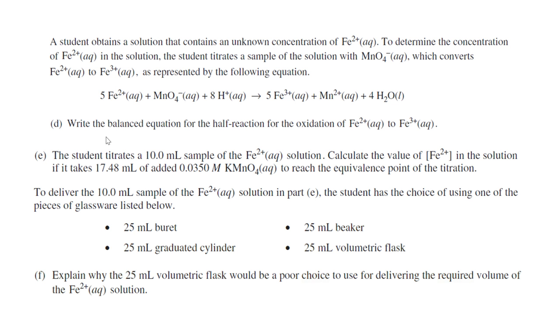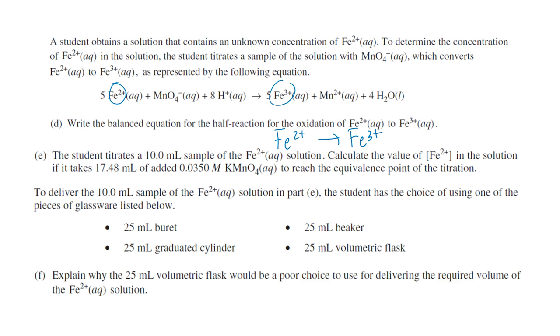And the first question says, write the balanced equation for the half reaction for the oxidation of iron +2 to iron +3. So I'm going to look at these two right here. So iron +2 going to iron +3. So let me write that out. +2 is my reactant, +3 is my product, and it is being oxidized. Where oxidized means it's losing electrons, and I can see that because the charge is becoming more positive.